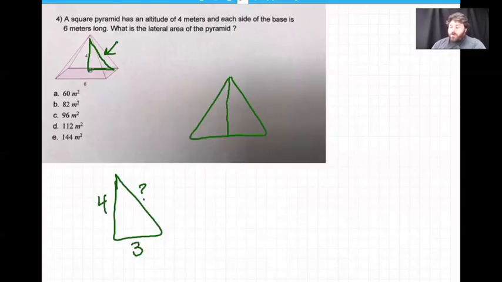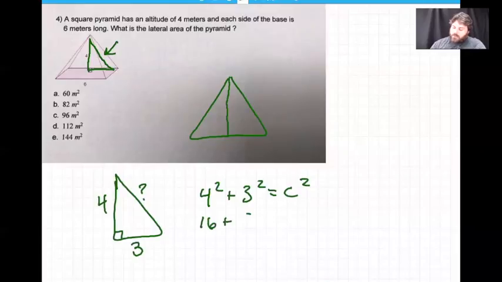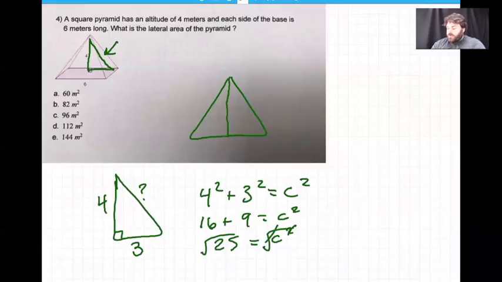Now, if you remember, actually you don't remember because we haven't talked about it yet, but Pythagorean triples, I can use a Pythagorean theorem here, a squared plus b squared equals c squared, and I get 16 plus 9 is c squared. That's 25 is equal to c squared. And you can see that 5 is the only number that squares to be 25. But if I want to solve, I root both sides. I get 5 equals c.